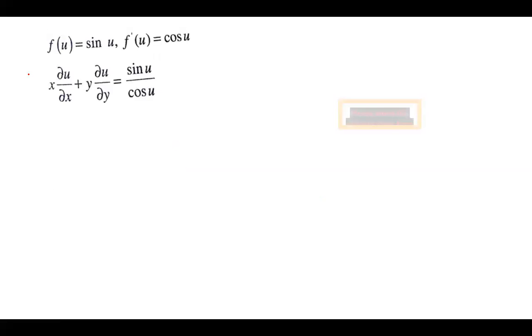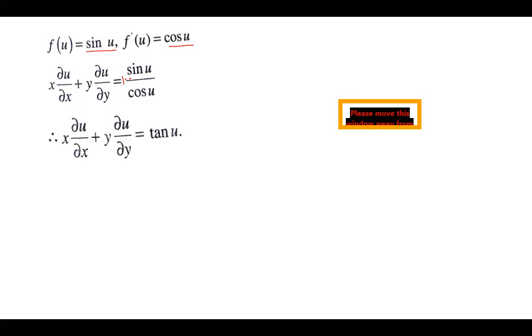So let's apply this. Our f of u here is sin u. The derivative of sin u is cos u, so f dash of u is cos u. We can write x ∂u/∂x plus y ∂u/∂y is equal to 1 times sin u by cos u, since n is 1 here. Sine by cos is tan, and this is how we prove the result. Thank you.